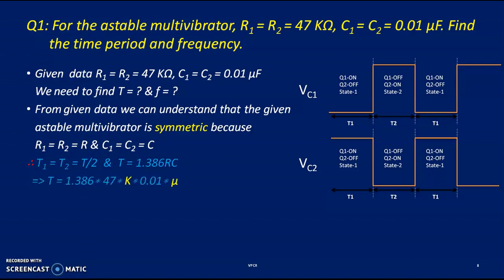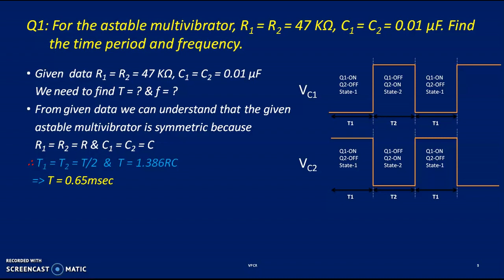So now capital T is nothing but 1.386 into R. The R value is 47 kilo ohm, 47 into K. Here you must represent the units, and the C value is 0.01 micro. Whenever you have this kilo and micro, kilo means 10 to the power of 3, micro means 10 to the power of minus 6, then that will give the millisecond. Okay, then the value you are getting is 0.65142 millisecond. If you round to 2 decimal points, then this value is 0.65 millisecond.